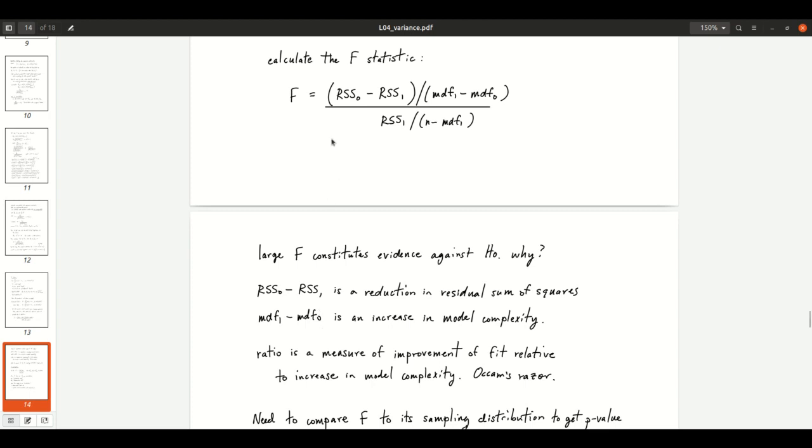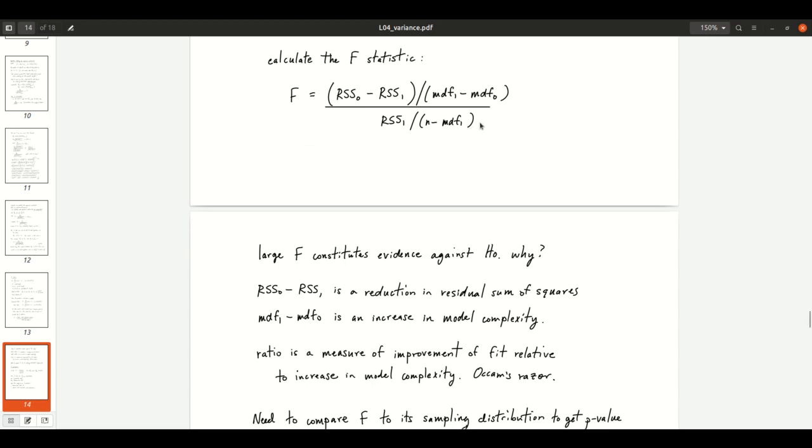So if we look at the numerator of the F statistic, this measures the amount that the residual sum of squares goes down when we switch from the reduced to the full model, scaled by how much more complex the model got when you switch from the reduced model to the full model. So the numerator here is like a scaled reduction in sum of squares by the increase in the model complexity.